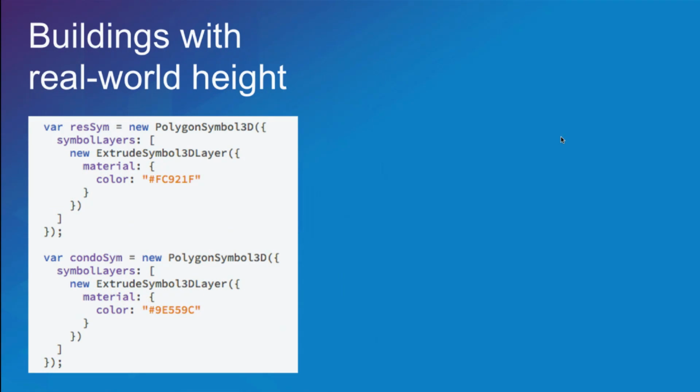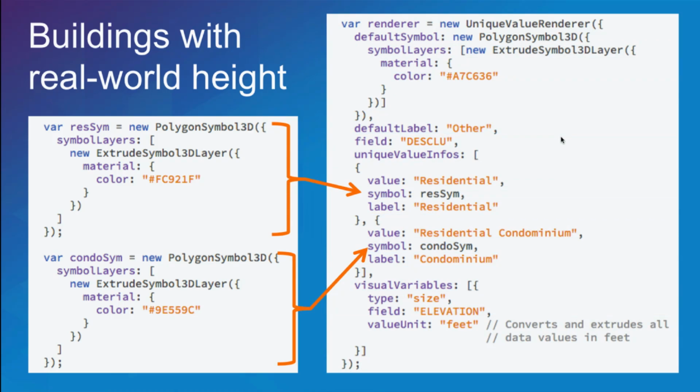And so this is what it looks like. As Joe said, in the polygon symbol 3D, if you're using an extrude symbol 3D layer, you're not typically going to use a size. You just set the color or just take the default. And then when you plug those in, you can plug it into unique value renderer. In this case, we set a default symbol and label, so that's any of the features that don't match the values set in the unique value info array will fall under that category.